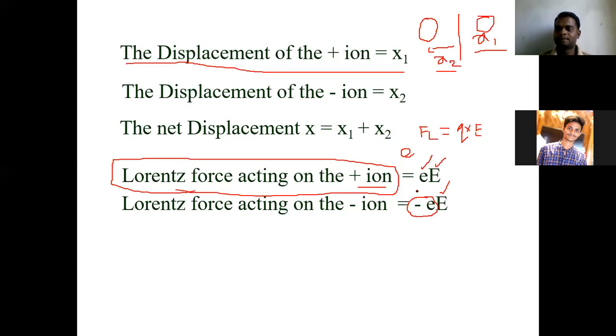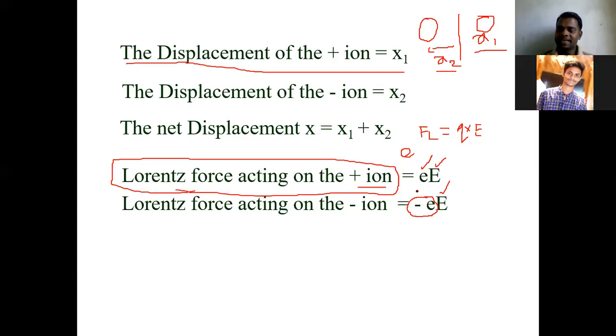Okay. Now we can imagine these are two ions. One is positive and the other one is negative. Are you understood? This is the separation. Okay, what is the separation? X. X equal to x1 plus x2.